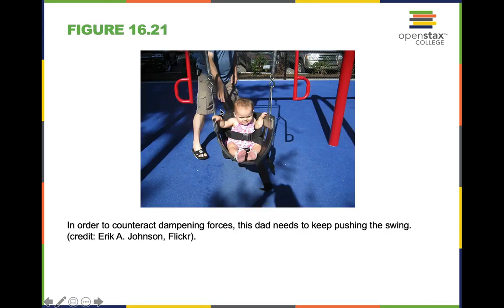Okay, so here's a swing with a cute little baby. In order to counteract damping forces, this dad needs to keep pushing the swing. So that damping force is pretty much something that's going to stop you. So eventually, if the baby's just swinging without the dad pushing, it's going to come to a stop. So to counteract that force, he needs to keep pushing with roughly the same force. That way, the baby can keep going back and forth at the same velocity.